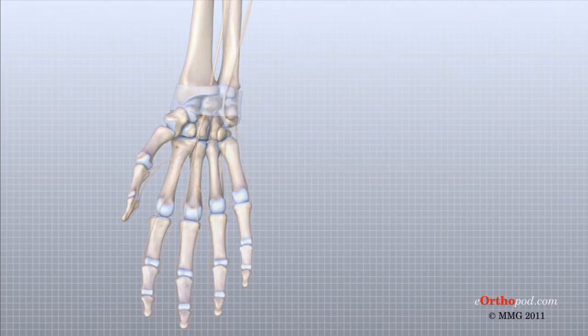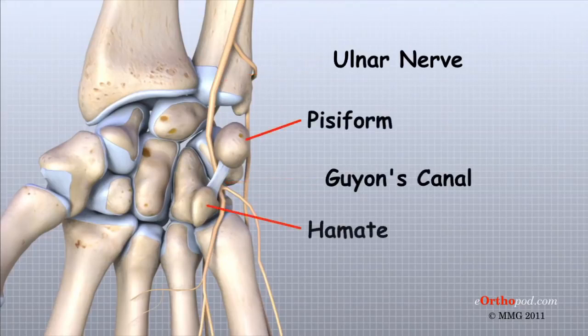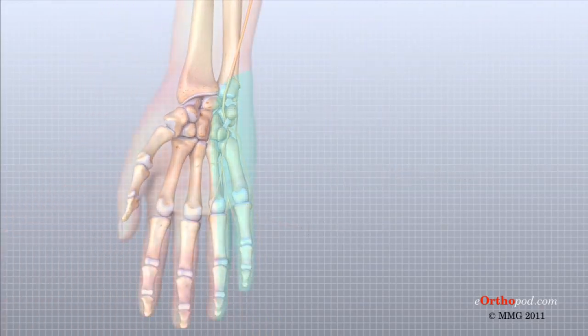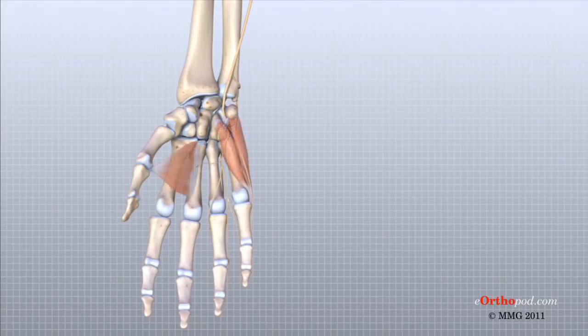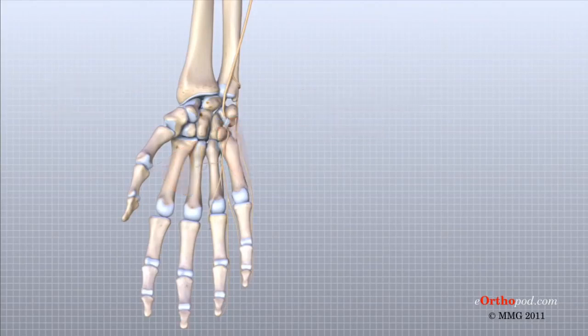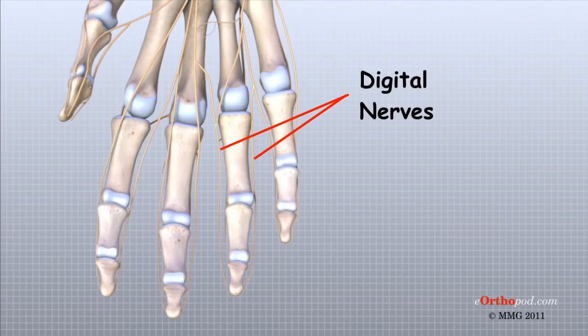The ulnar nerve travels through a separate tunnel called Guillaume's canal. This tunnel is formed by two carpal bones, the pisiform and hamate, and the ligament that connects them. After passing through the canal, the ulnar nerve branches out to supply feeling to the little finger and half the ring finger. Branches of this nerve also supply the small muscles in the palm and the muscle that pulls the thumb toward the palm. Each finger has a pair of sensory nerves, one on each side, that runs to the tip of the finger. These nerves are called the digital nerves and supply sensation to the fingers.